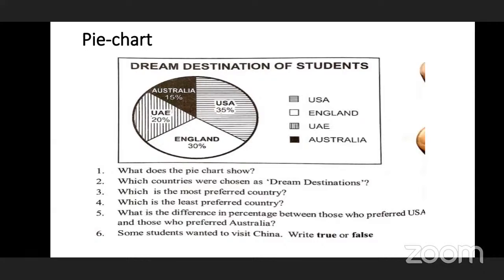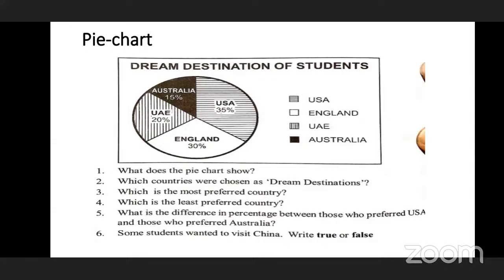Here we should not read the questions first. We should look into the picture completely. We should thoroughly look into the picture, and we should understand each and every detail mentioned in it, and after that only we should go for the questions. See, this pie chart basically talks about the dream destination of students. Each word could be an answer, each number could be an answer, each area will help you to answer the questions. So you should understand each and every point mentioned in the picture very clearly.